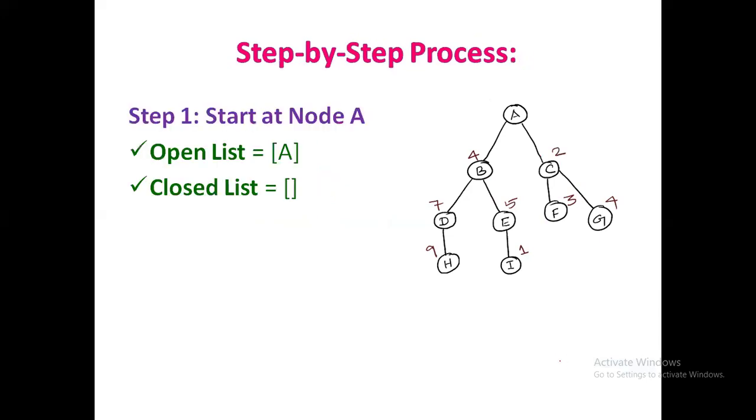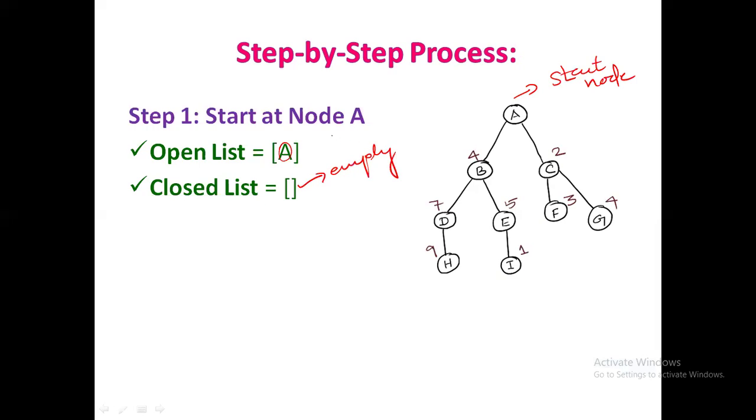Your first step is the start node. We are going to start with the start node A. The algorithm begins at the start node A, and places it in the open list, which contains nodes to be expanded. Here A has been put in the open list. Open list is equal to A. The closed list is empty at the start node.